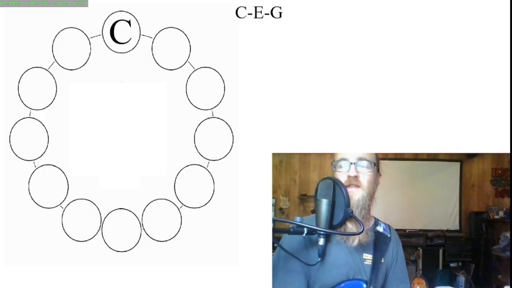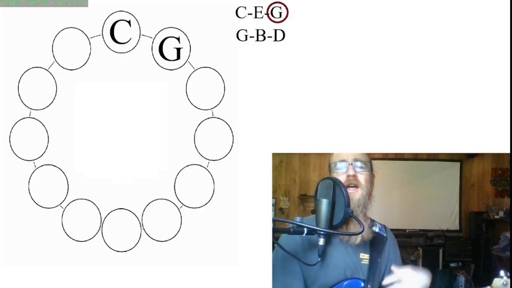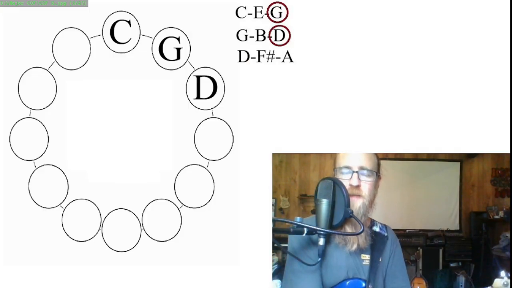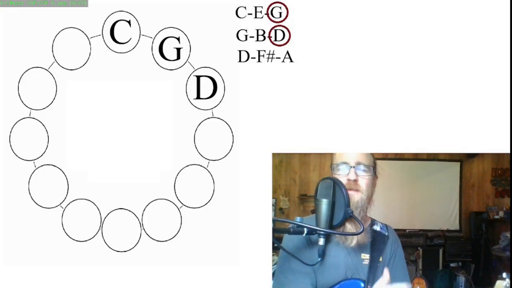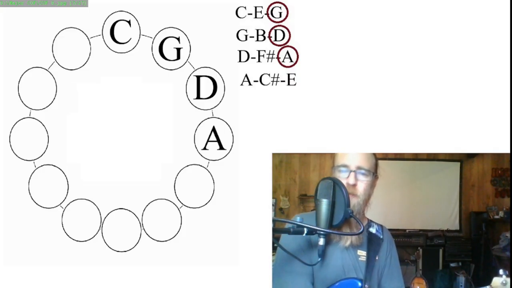So we're going to go with the fifth interval, which is G, and we're going to come up with G. So it's going to go C and then G. The triad for G major is G, B, and D. So we're going to go with the fifth interval of G major, which is D, and we're going to come up with D. Then we're going to go with the major triad for D major, which is D, F sharp, and A. A is the fifth interval, so A is going to be the next chord in our circle.